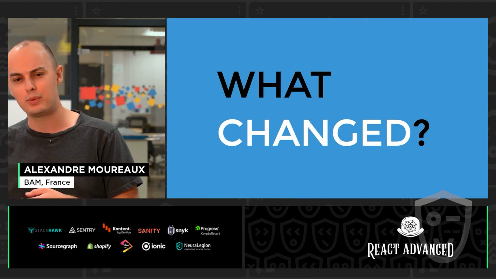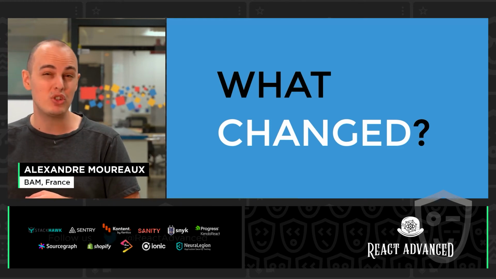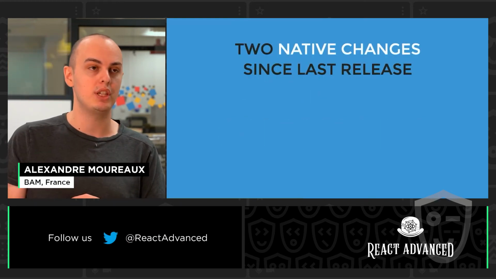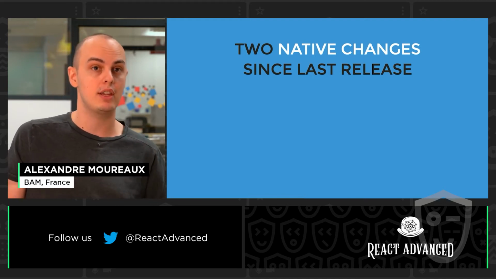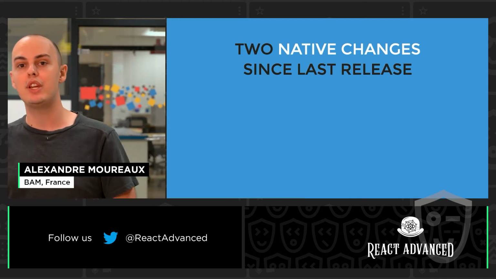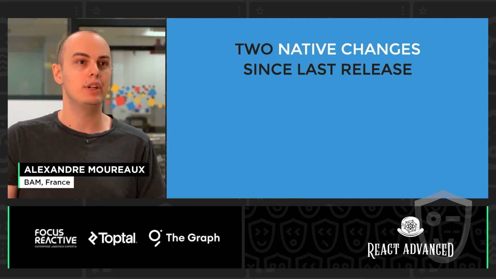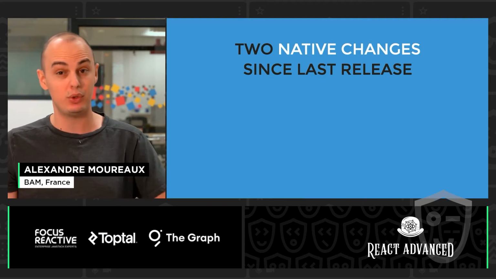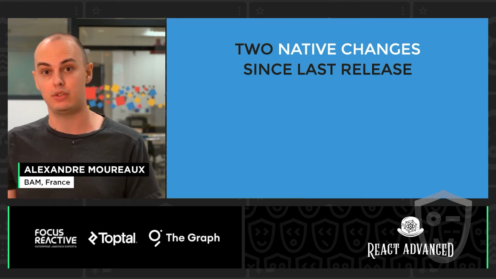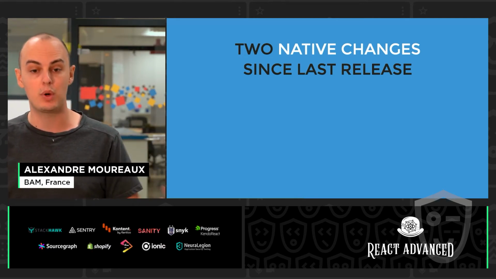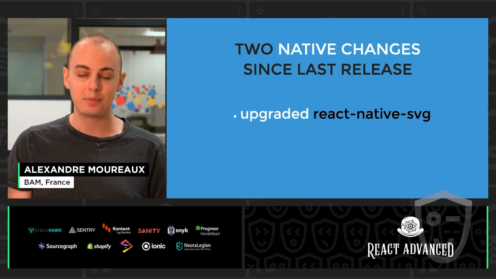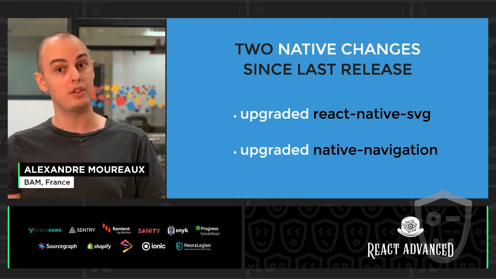So my thought at this point was, maybe we should take a look at the native dependencies we upgraded because, well, this is a Java exception, so it happens in the native code, so probably the culprit is a native dependency that we upgraded. And it turns out that we upgraded 2 native dependencies since the last release. First one was React Native SVG, and the second one was native navigation.